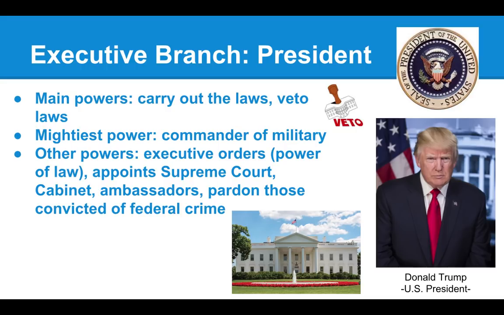Other powers, he can issue executive orders, which technically kind of are like laws. He can appoint Supreme Court justices, but they have to get approval by Congress. They also appoint cabinet members, again, have to get approval. Ambassadors also have to get approval by Congress. And they can pardon those convicted of a federal crime. Ooh, that's an interesting one. There have been presidents who have actually pardoned other presidents. That's another little side story for you that you'll have to look up related to Richard Nixon. That's a story for another day.